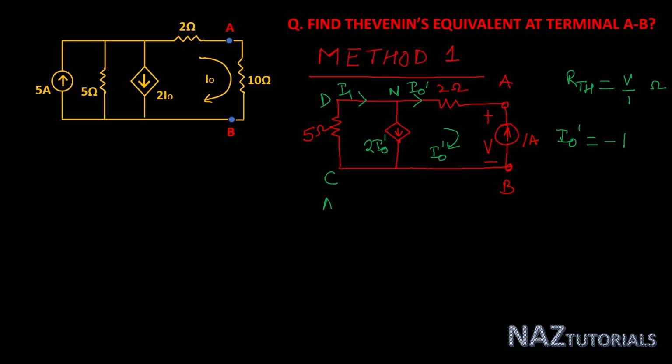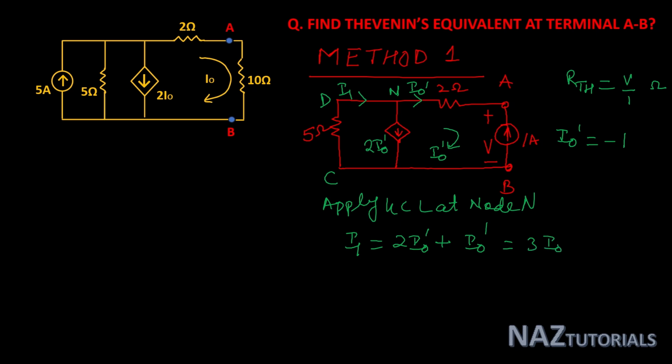Now apply KCL at node N, and I1 is equal to 2 I naught dash plus I naught dash, that is 3 I naught dash, which is equal to minus 1. It means I1 is equal to minus 3 ampere. And let's see the calculation for V and apply KVL.